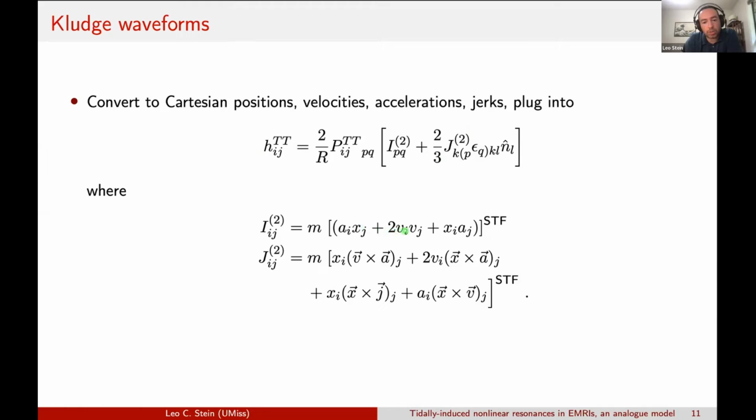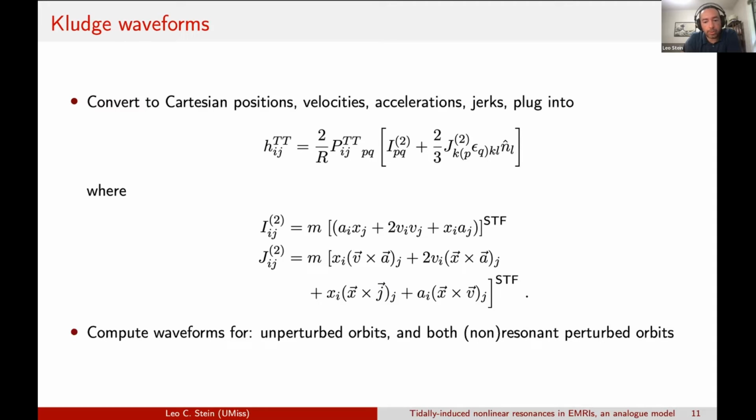We get the positions, velocities, accelerations, and jerks from the trajectory data that we integrated up and construct the gravitational waveform. What we study is, we compute waveforms from unperturbed orbits so that we can compare them with perturbed orbits, either on a resonance or not on a resonance. And then we want to know whether the unperturbed orbit model is good enough, or whether you are making a mismodeling error by not modeling the tidal perturbation.